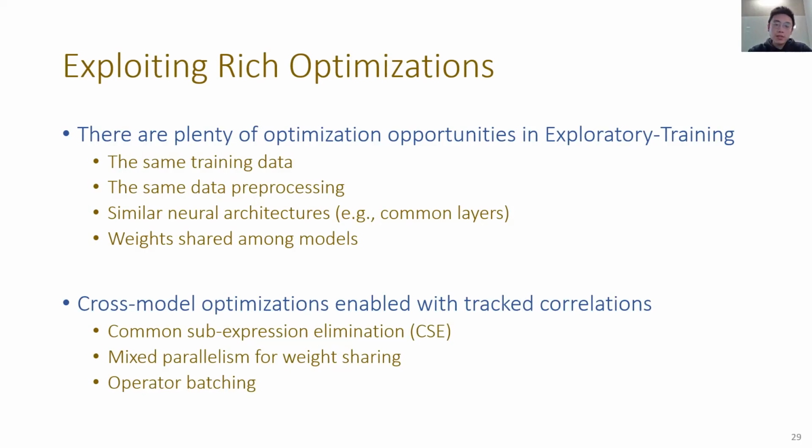Models from a model space are usually similar to each other. They usually use the same training data and the same data preprocessing logic. Because they may be mutated from the same base model, they share some common layers. Moreover, some models may share weights with each other in order to leverage other models' higher accuracy and training progress. Based on these observations, we propose 3 cross-model optimization techniques in Retiarii to accelerate the exploratory training process.